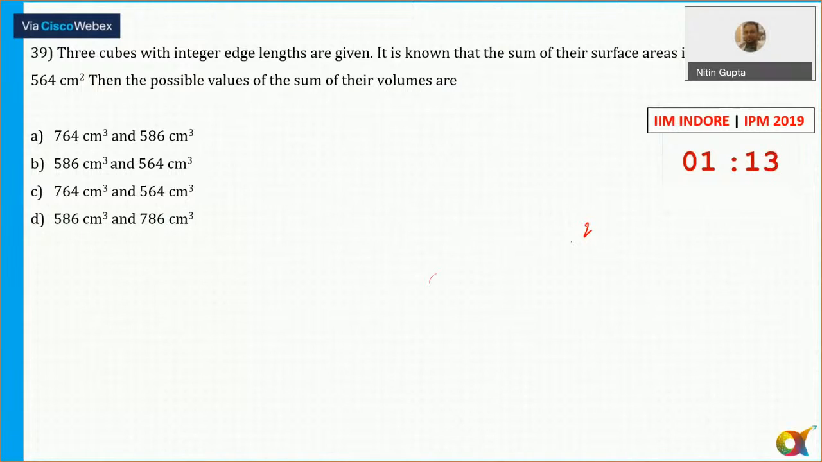Last 1 minute. Anyone who can tell me the answer?